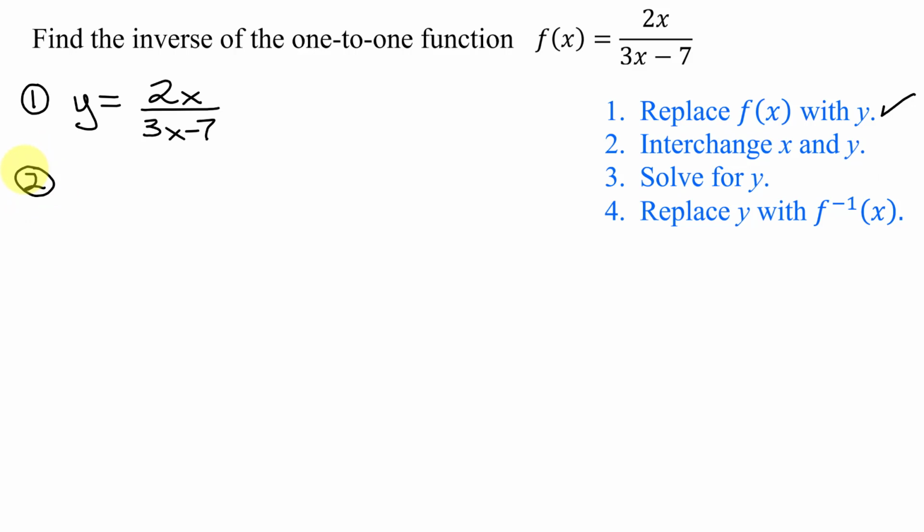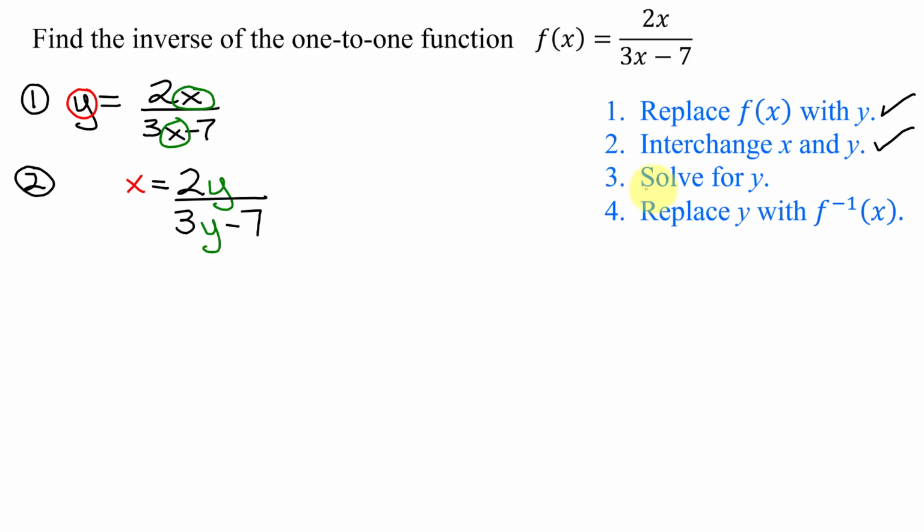So that means wherever you see a y, you're going to put an x, and wherever you see an x, you're going to put a y. So this is going to give me, instead of y, I'm going to have x equals 2 times, instead of this x, I have to put a y. So I'm going to have 2y divided by 3 times, I have to replace this x with y too. So in the denominator, I'm going to get 3y minus 7. So that's step 2 completed.